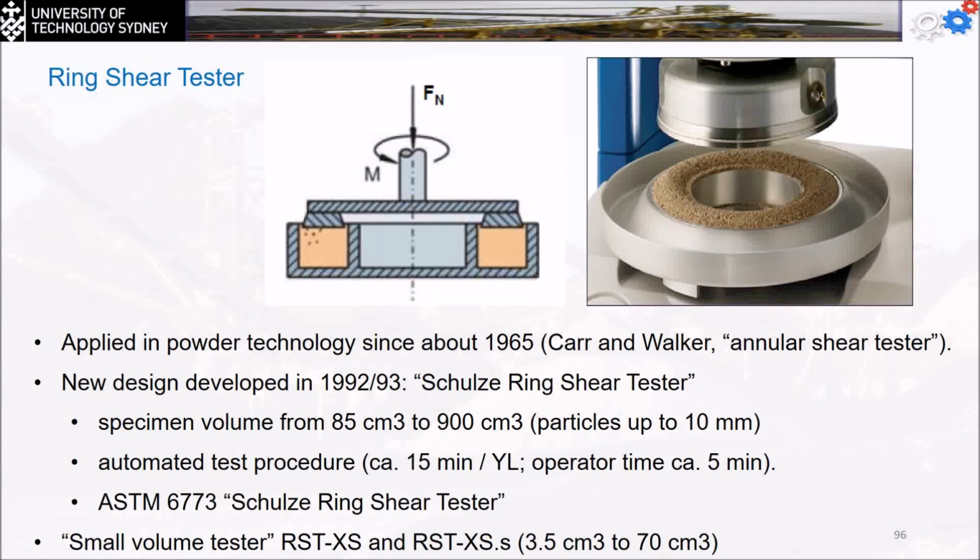It has an automated test procedure, which can take only 15 minutes per yield value, and the operating time is about 5 minutes. A small volume tester can also be found, with a volume of 3.5 cubic centimeters up to 70 cubic centimeters. Well, actually, this is fine to get one. This is the automatic ring shear tester.